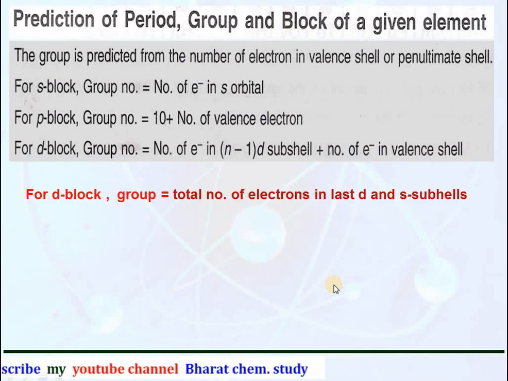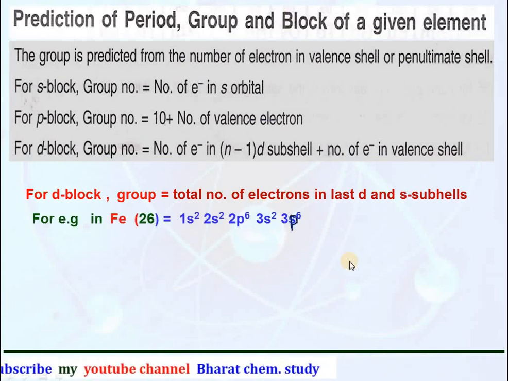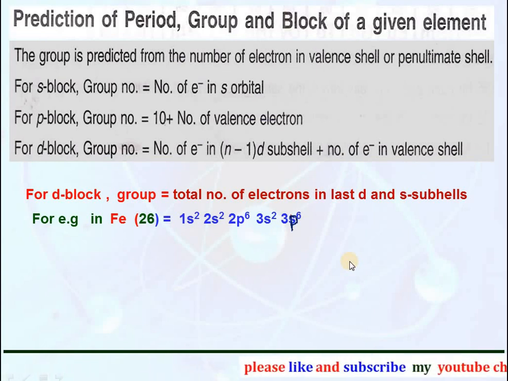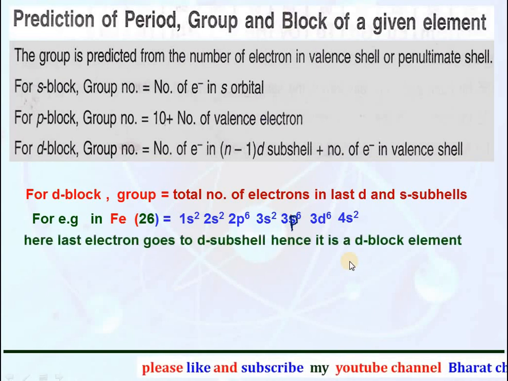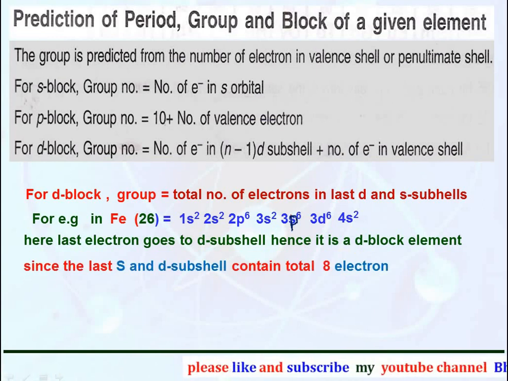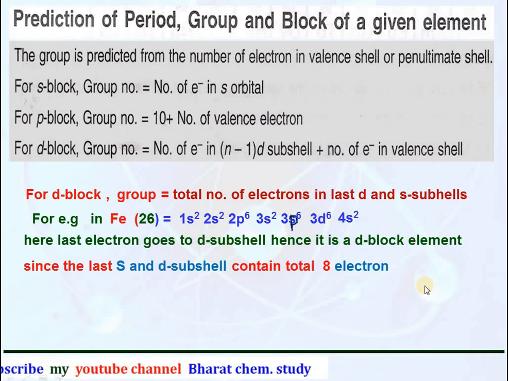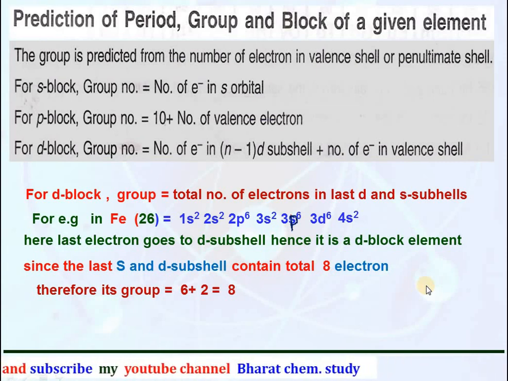In case of d block elements, the group number is equal to the total number of electrons in the last d and s subshell. For example, in iron, atomic number 26, the electronic configuration will be written as 1s2, 2s2, 2p6, 3s2, 3p6, 4s2, and then the electron enters into d, that is 3d6. Here the last electron goes to d subshell, therefore it belongs to d block elements. Since the last d and s subshell contain total 8 electrons, therefore its group number is 6 plus 2 is equal to 8. Therefore we can say that iron belongs to group number 8.